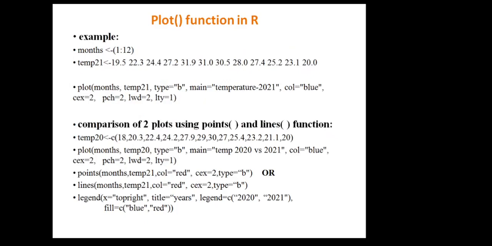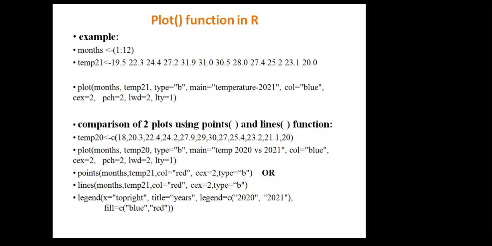Now we'll see an example for plot function. So see, I have two vectors, months and temp 21. So months vector is used to store the values of 12 months, that is 1 to 12. Then temp 21 vector is there. This temp 21 vector also has 12 values, and these 12 values are the values for temperature, average temperature of 12 months. Okay. Now I want to plot a line graph for these two vectors.